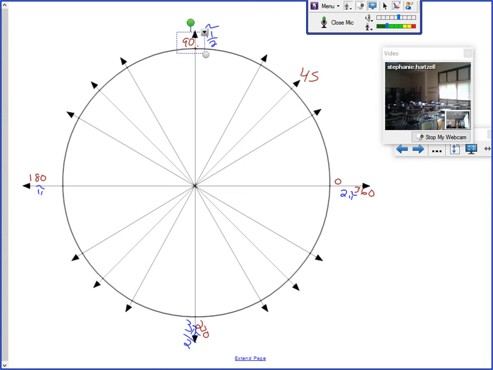And then from there, remember how we broke it down. We went from 0, 45, 90. What was 90 plus 45?